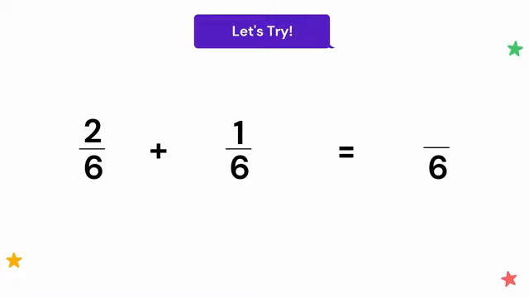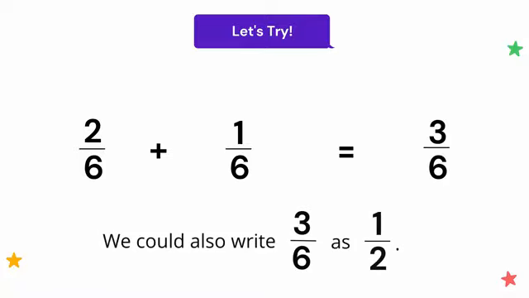Then we have the numerators in the problem. 2 plus 1 gives us 3. Our answer is 3/6. We could also express this answer in simplest form. To get to simplest form, we divide both the numerator and the denominator by 3 to get to 1/2. 1/2 and 3/6 are equivalent fractions, so they have the same value.